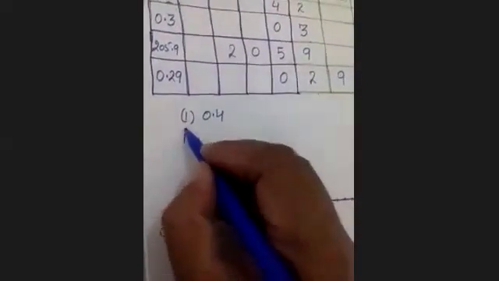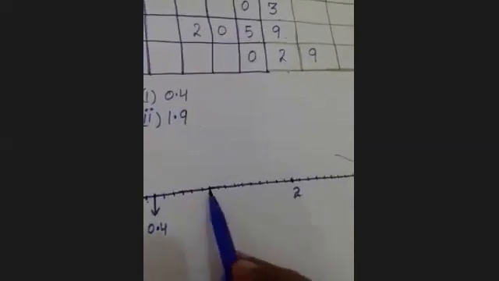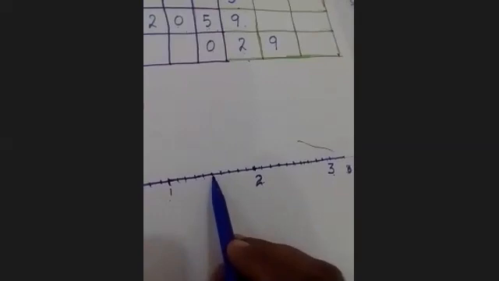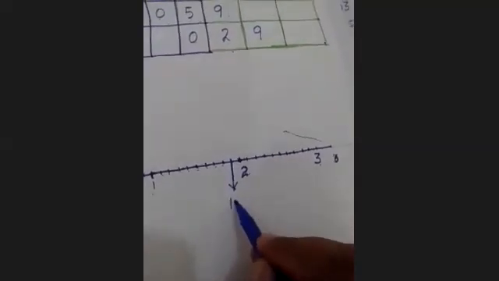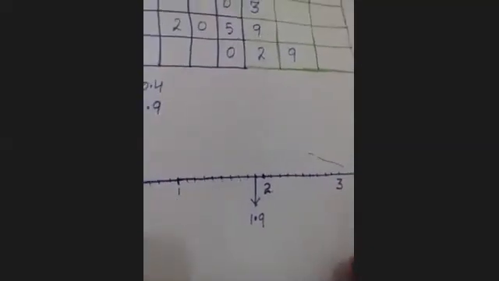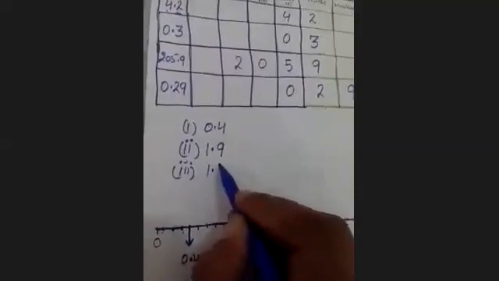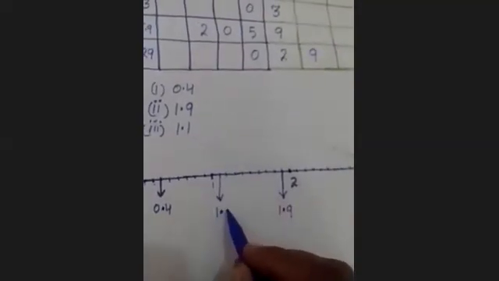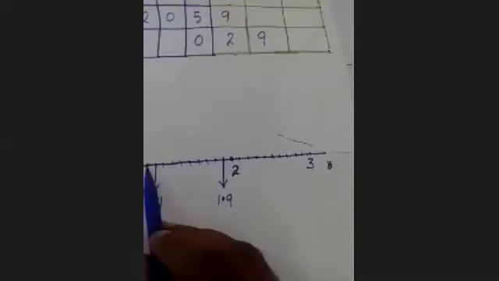Second number, 1.9. 0 to 1, then 9 parts: 1, 2, 3, 4, 5, 6, 7, 8, and 9. So this number shows 1.9. Next is third part, 1.1. 0, 1, 1.1. This number shows 1.1. And last number is 2.5. 0, 1, 2, then 0.5: 1, 2, 3, 4, and 5.